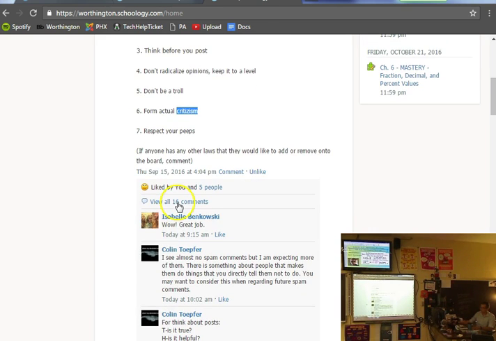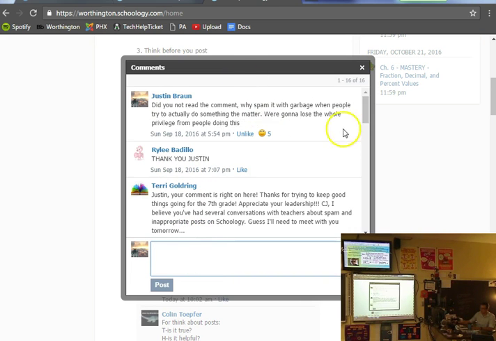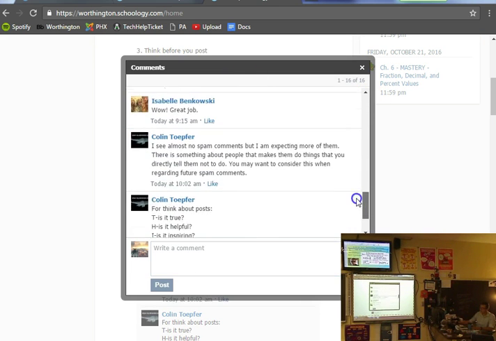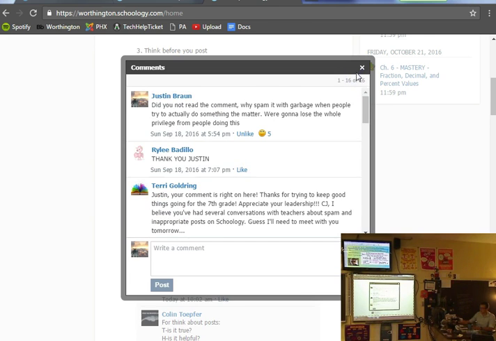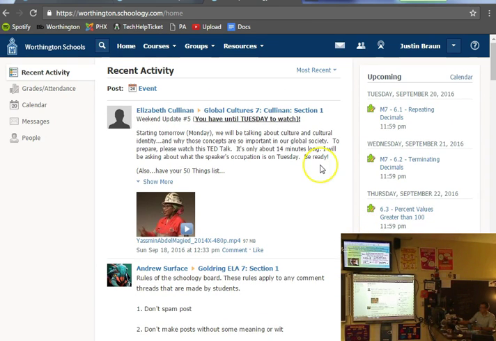You can turn off your notifications if you don't want to be notified when people view or comment or whatever. You can turn those off. But we need to keep moving. Are there other Schoology things that you think your peers don't know about, features of Schoology that you want to make sure your peers are aware of?